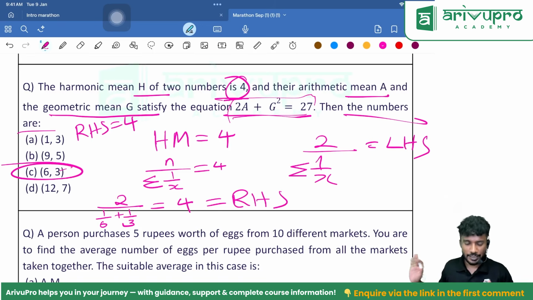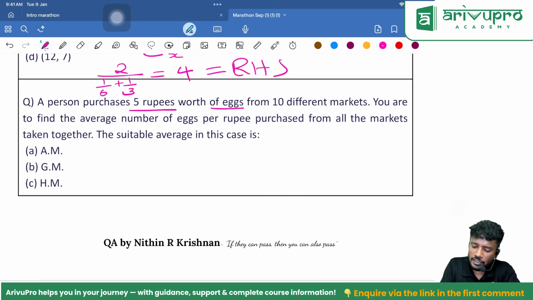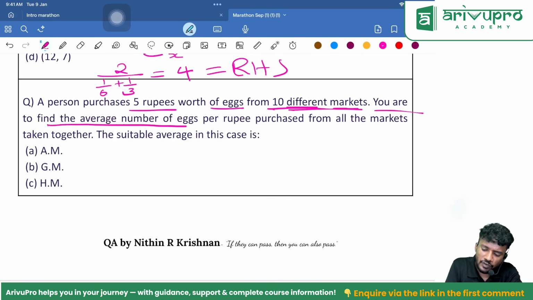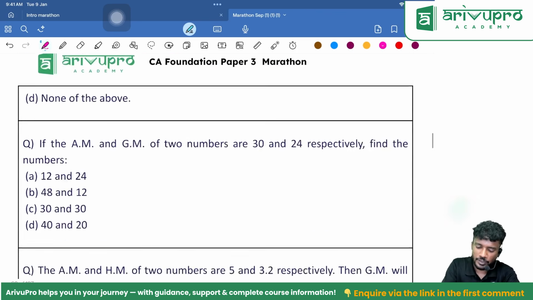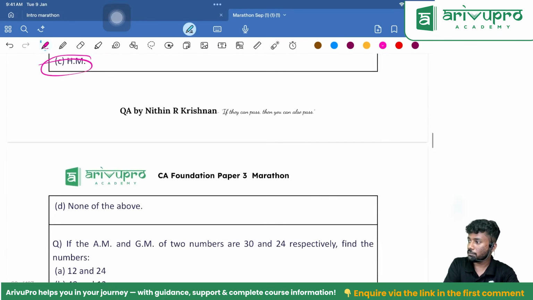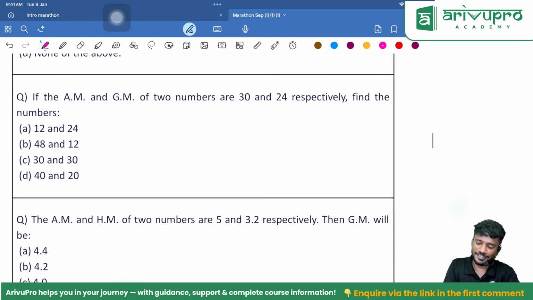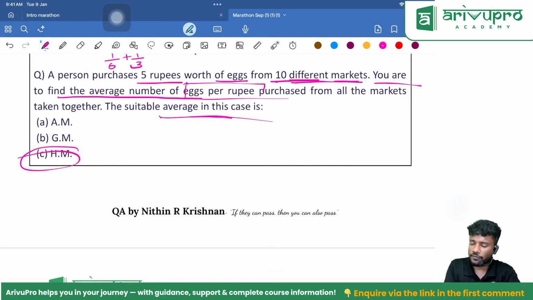No? Perfect? Yes. Now, a person purchases 5 rupees worth of eggs from 10 different markets. You are to find the average number of eggs per rupee. Whenever rate of change is there, what are we going to do? We are going for harmonic mean. That's the basic thing. Next question. Yeah, tell me. No, that's a different question. Yes. No, the condition is properly given, suitable average.